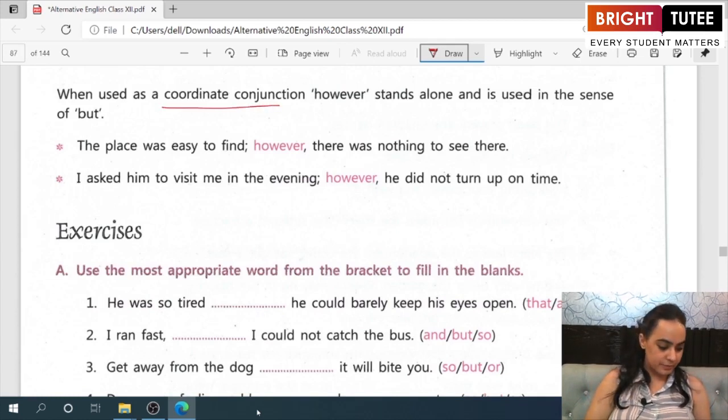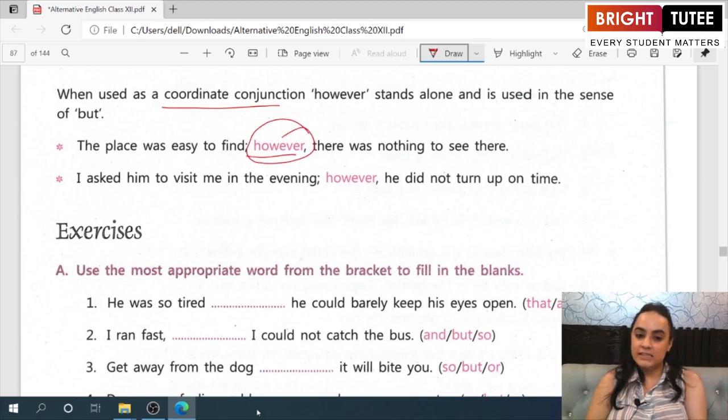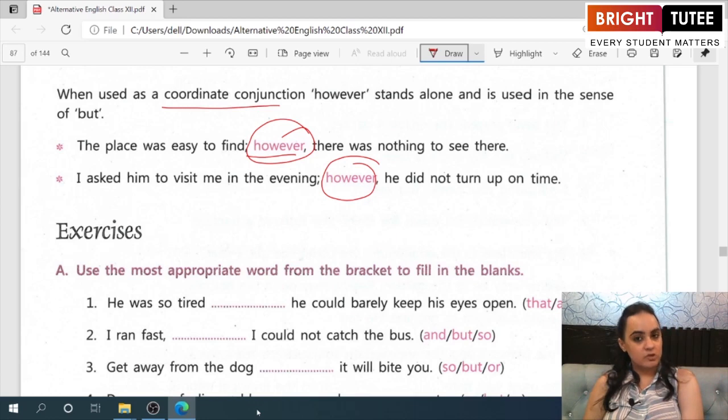For example, the place was easy to find, however, there was nothing to see there. So it is connected sentences. The place was easy to find and there was nothing to see there. So joining these two sentences using however. I asked him to visit me in the morning, however, he did not turn up on time. So we can use however both as subordinate conjunction as well as coordinate conjunction.